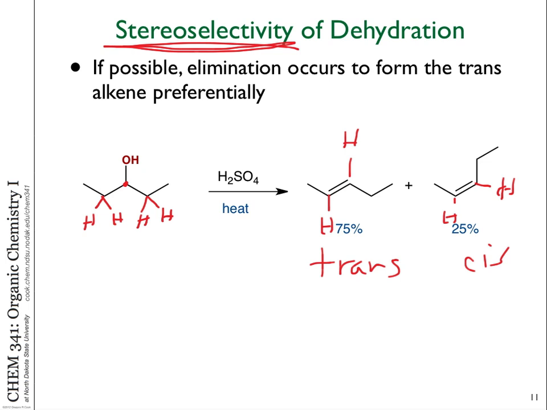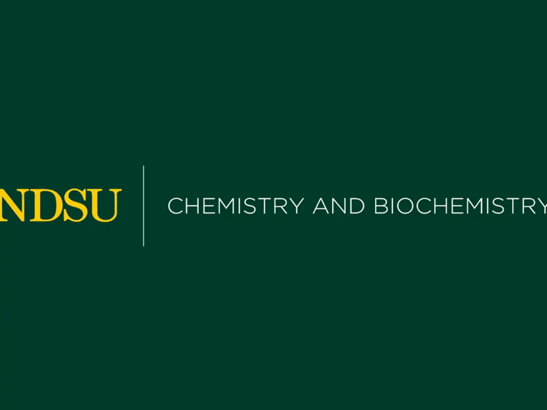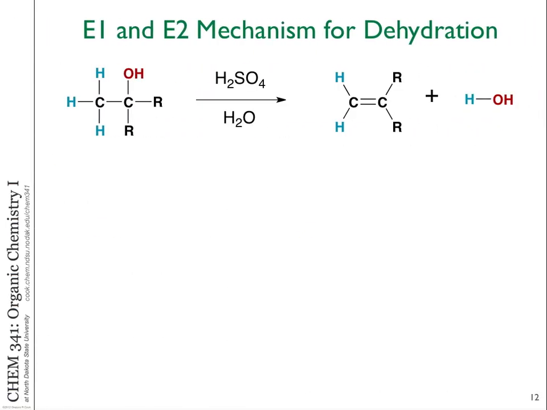Okay. Any questions on that? If you can form more than one constitutional isomer, then there's an issue of regioselectivity. You'll form the most substituted one because it's the most stable. If you have an issue of being able to form a cis or a trans double bond, you'll form a trans one because it's also more stable. That's a stereoselectivity. Okay. Those are some of the details of the observations. When one carries out this reaction, those are the types of results that you see.